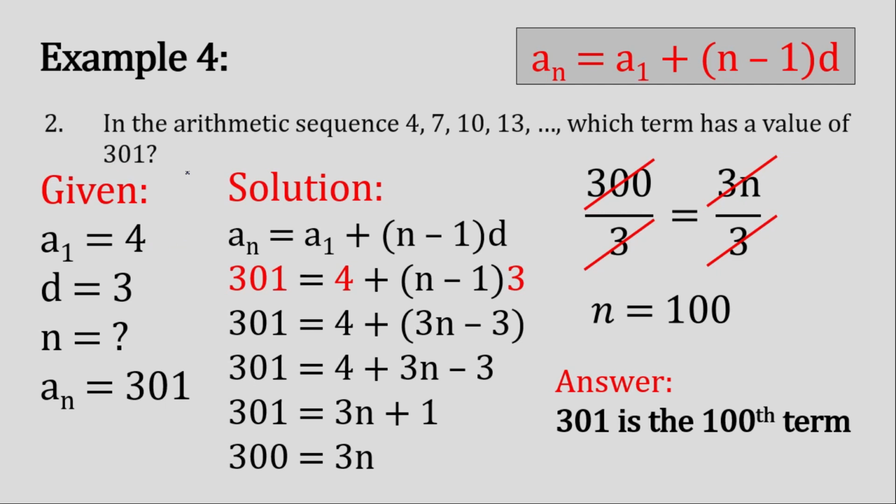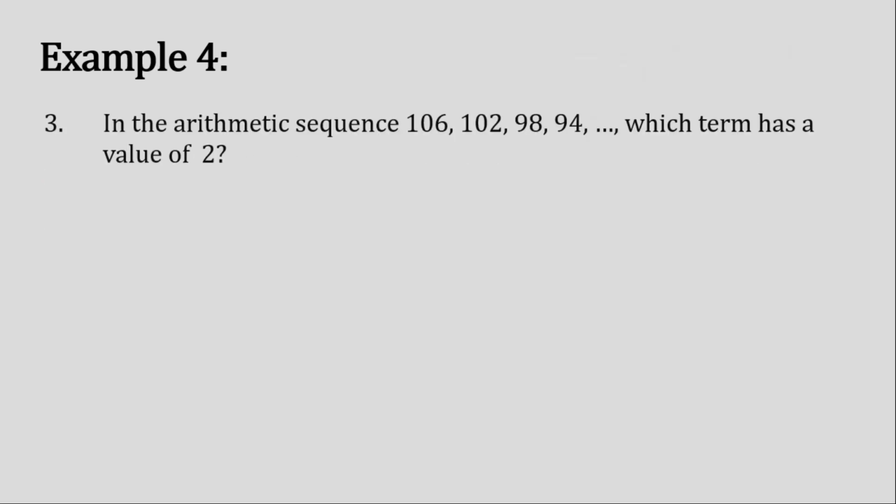So that is for this problem. Let's proceed to the next problem. Last problem for this kind of question. In the arithmetic sequence 106, 102, 98, 94, which term has the value of 2?